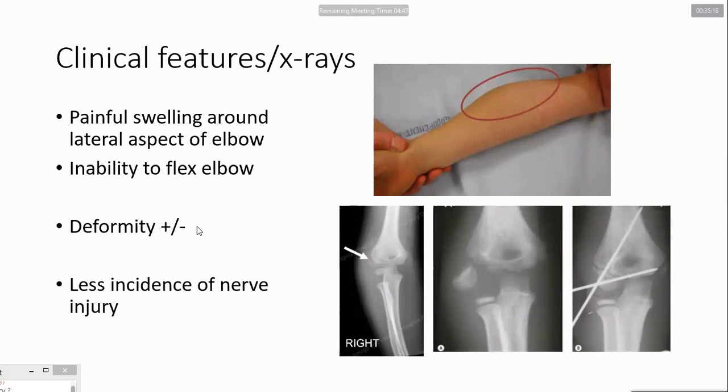But it's not essential that it should be there, and deformity is not as pronounced as it is in supracondylar fractures. And because there are no nerves passing around, actually, on the lateral border, there's a less incidence of nerve injury associated with lateral condylar fractures.